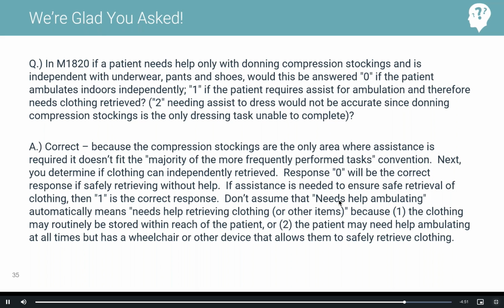So we want to not automatically have those things in our head that say, if I did this here, I have to answer it that way over there. Sometimes that works, but many times it could trip you up in certain circumstances.